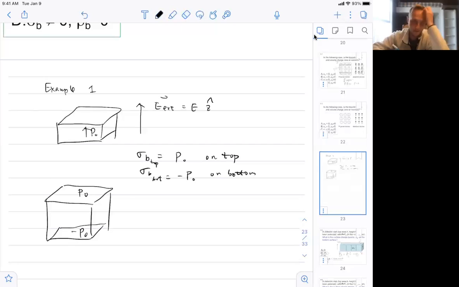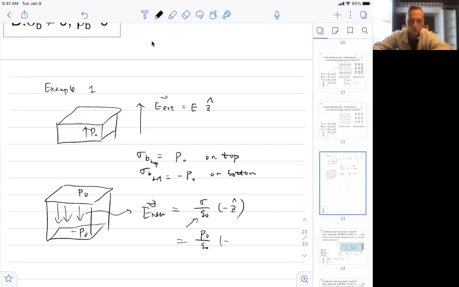So you can see the field produced by such a polarization. You have positive charge on the top surface and negative charge on the bottom surface, so you'll end up having an E field going down, right? This is your polarization field, or you can say this is induced in a way. So the new field is going to be sigma over epsilon naught pointing downward. We know this from Gauss's law. It's going to be P naught over epsilon naught in the negative z direction.